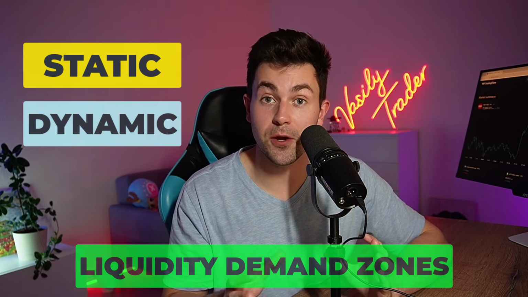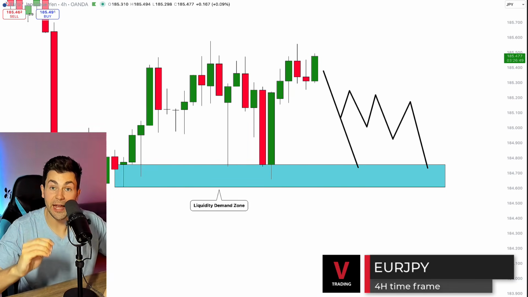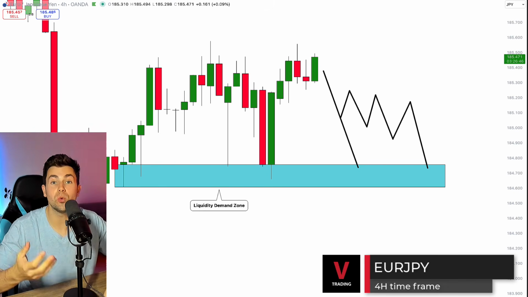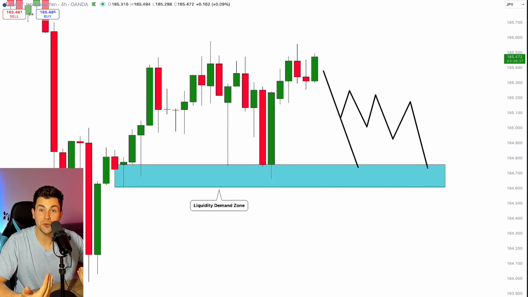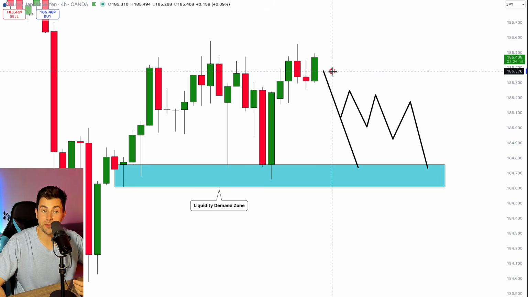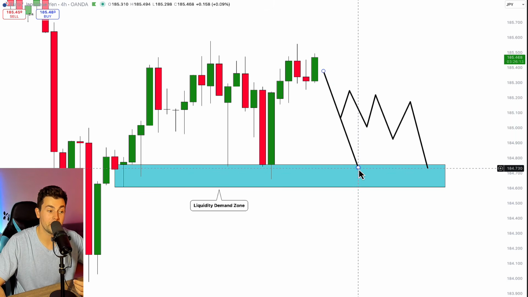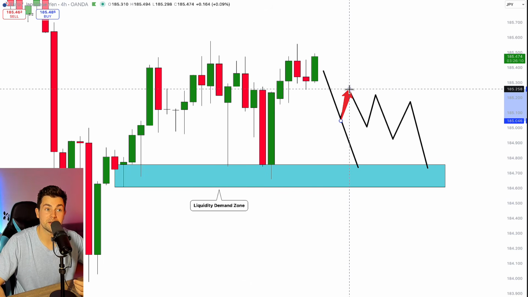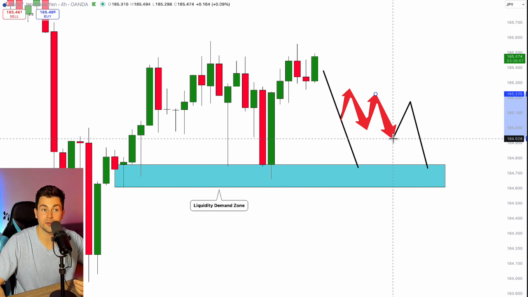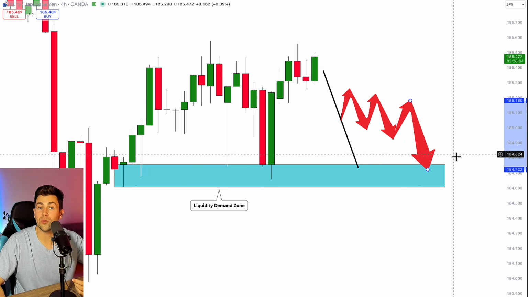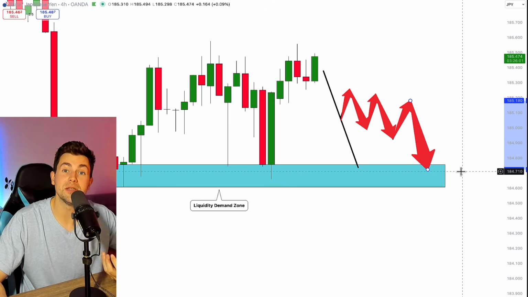Now let's discuss static and dynamic liquidity demand zones. That is the example of a static liquidity demand zone on a euro-yen pair. It is a fixed horizontal structure cluster that accumulates buying orders. It means that whenever the price tests it, this zone will remain at the same levels. For example, if the price drops sharply now, this zone will be here, but if the price starts sideways price action, if the price starts consolidating, this zone will remain at the same levels. So the time does not affect that.